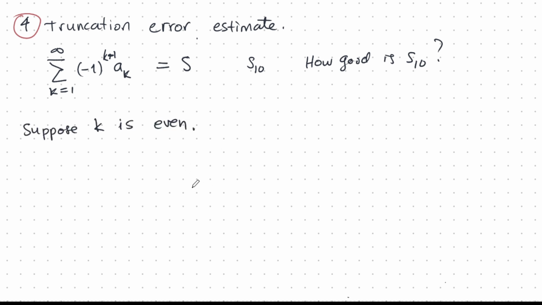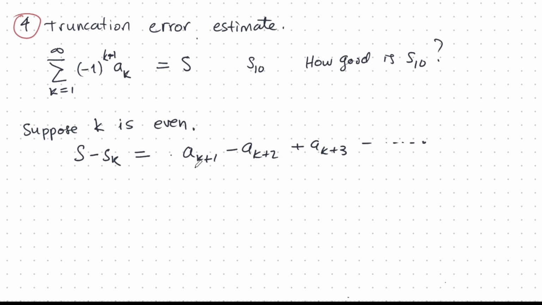Suppose k is even. Then S minus sk is positive because sk is approaching S from below. So we can get rid of the first k terms, and we're left with a_{k+1} minus a_{k+2} plus a_{k+3} minus ... Why is it plus here? Because k is even, so k plus 1 is odd.